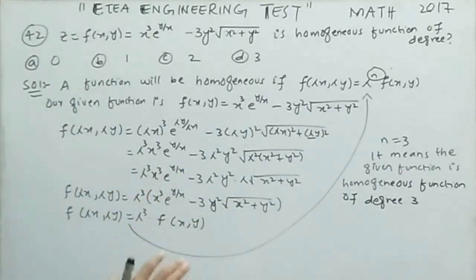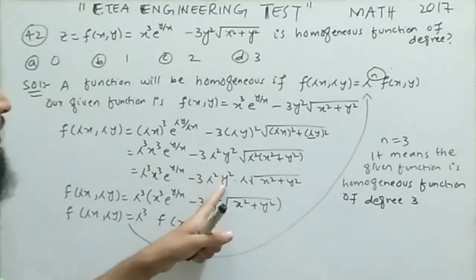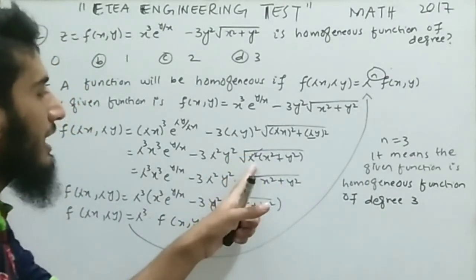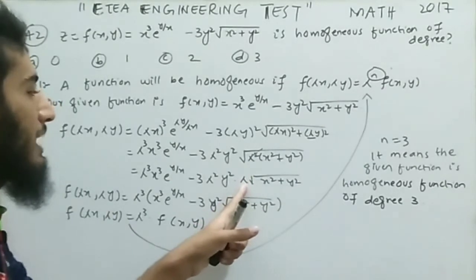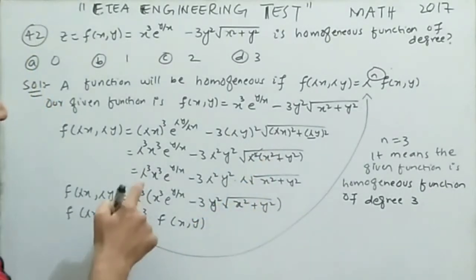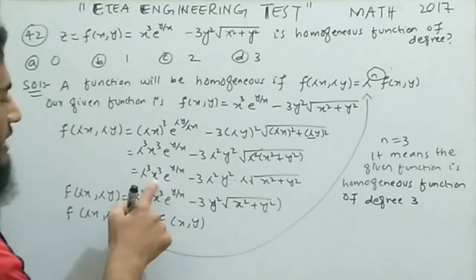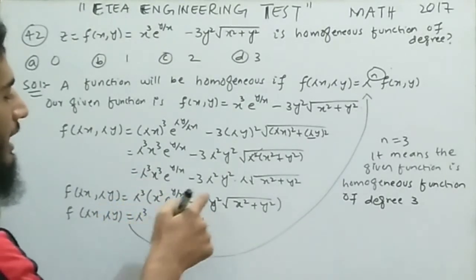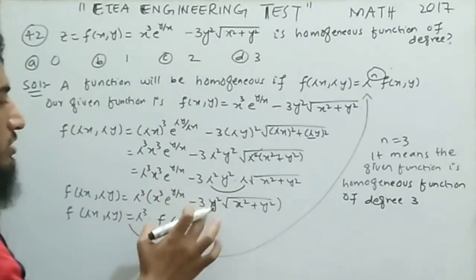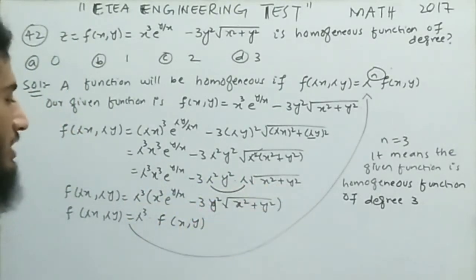After simplification, lambda cube x cube e power y by x comes down as it is, and minus 3 lambda square y square comes down as it is. This square will cancel out with the square under the root, so this lambda comes out from under the root, it becomes just lambda, and the root of x square plus y square comes down as it is. Now from here, if I take lambda cube common, I am left with x power 3 e power y by x, and by taking lambda cube common, I am left with minus 3y square and the root of x square plus y square.